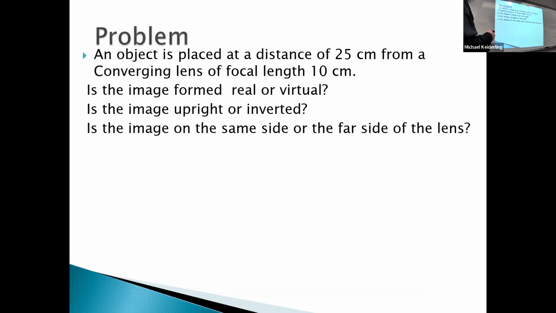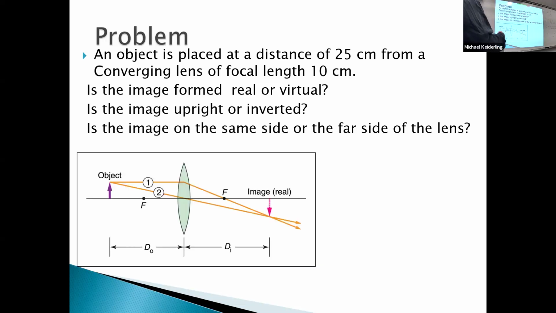So if an object is placed 25 centimeters from a converging lens of focal length 10 centimeters, is the image formed real or virtual? Is it upright or inverted? And is the image on the same side or the far side of the lens? So, to work this out, this object is beyond the focal point. That means you're going to get a real inverted image. And because it's a lens, it will be on the far side of the lens.